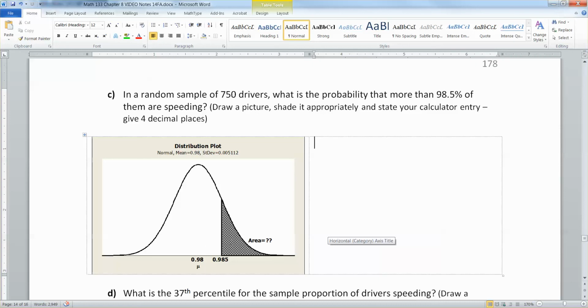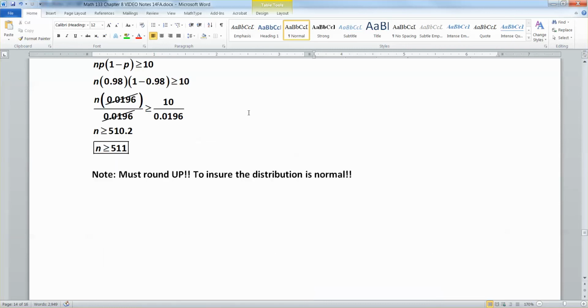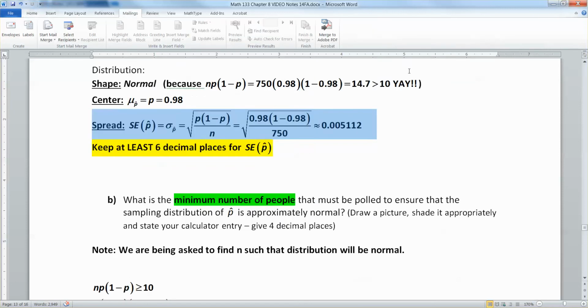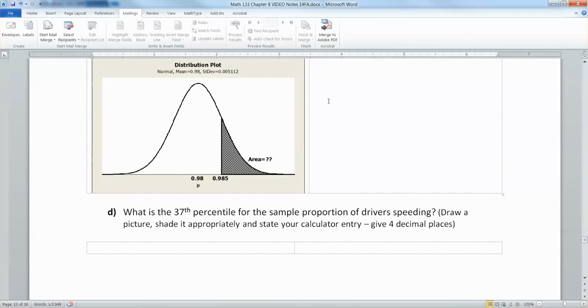Now remember, we said that the center was 0.98. That's what we just said right here. Center is 0.98 right there. And then the spread is 0.005. So 98.5 is about 1 standard deviation away, kind of right over here. And we're looking for that area right there.